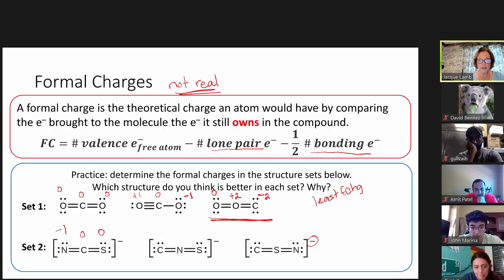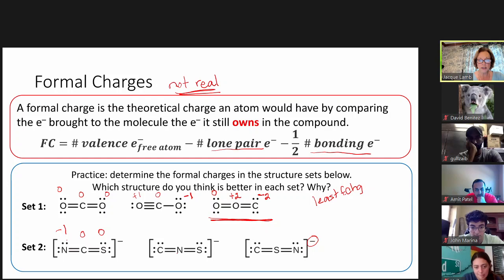Nitrogen came with 5, minus 2, 4, 6 is a -1. And carbon came with 4, and we're subtracting from that 2, 4, 6. So this is a -2. So we can say right off the bat that there's a huge amount of charge separation in this last one. That structure doesn't make sense at all.